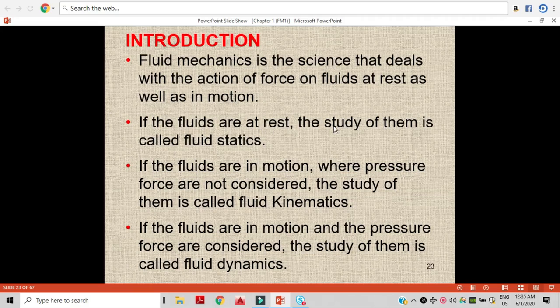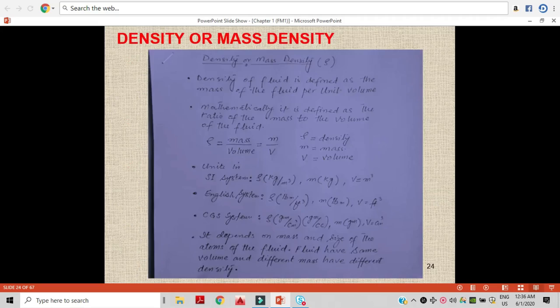If the fluids are at rest, the study of them is called fluid statics. That means if the velocity is 0 and the fluid is at rest, such a study of fluid is called fluid statics. If the fluids are in motion, when pressure forces are not considered, the study of them is called fluid kinematics. If the fluids are in motion and the pressure forces are considered, the study of them is called fluid dynamics. Now let's move on to the fluid properties.